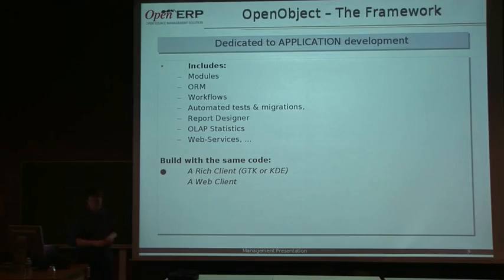Here we'll talk about the framework of OpenERP, which is called OpenObject. And OpenObject has several features like strong modularity, object relational mapping and model view controller, some workflow, report designer, and things like that. So I will do some demonstration on how we can use the different tools of OpenObject to create or modify quickly an application.